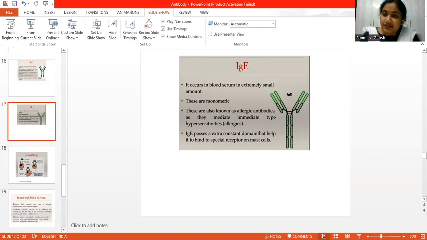Apart from this categorization, there is another way of categorizing the antibodies or the immunoglobulins, and they are known as the isotype, allotype, and the idiotype. So in our next class, we will be studying about this isotype, idiotype, and the allotype. Hope you will enjoy, and see you soon.